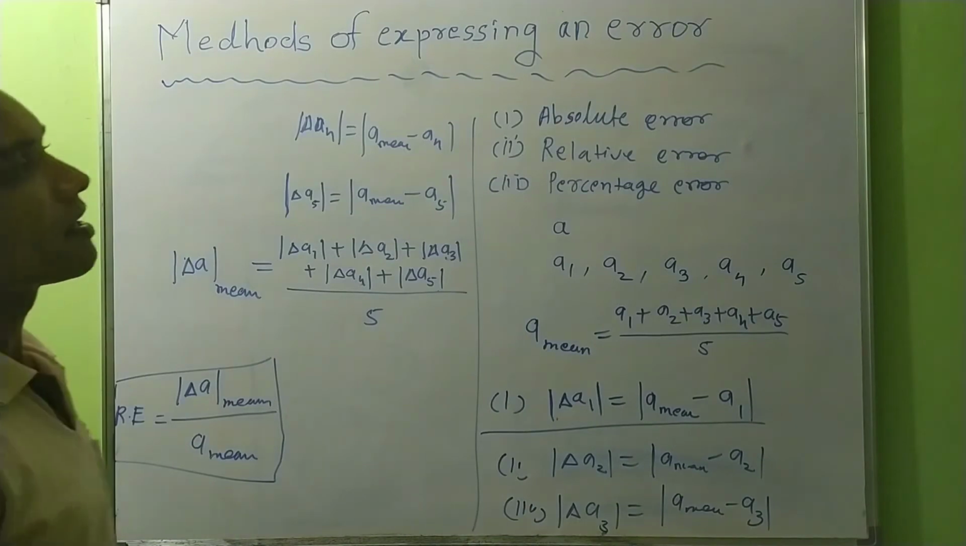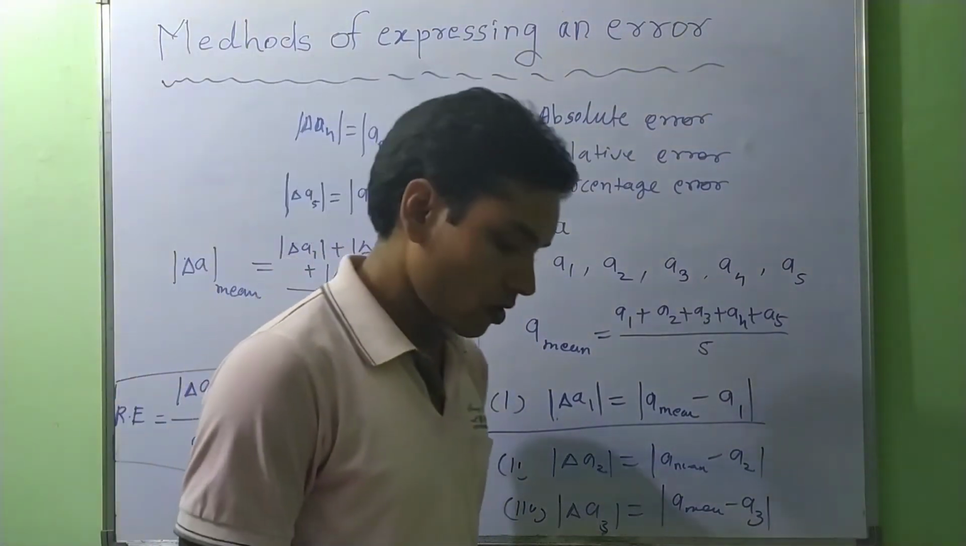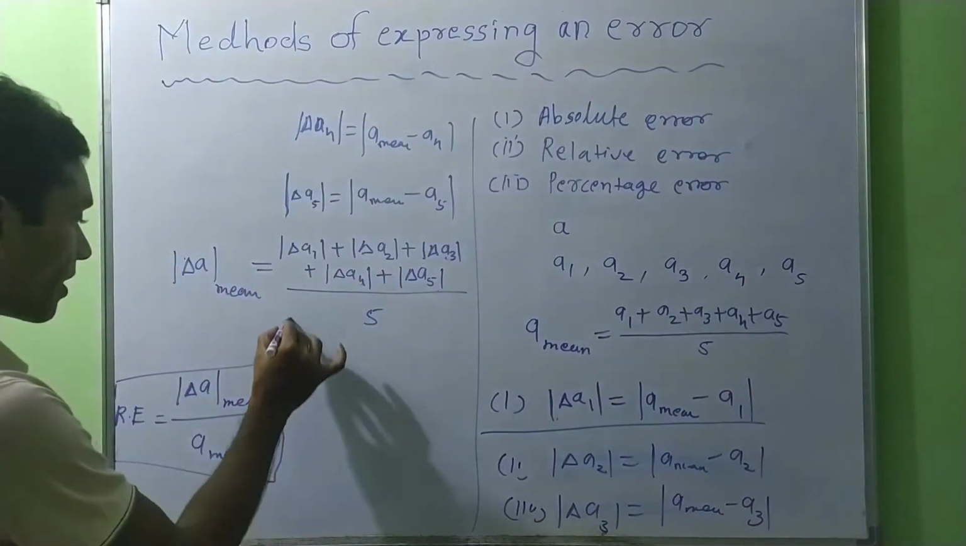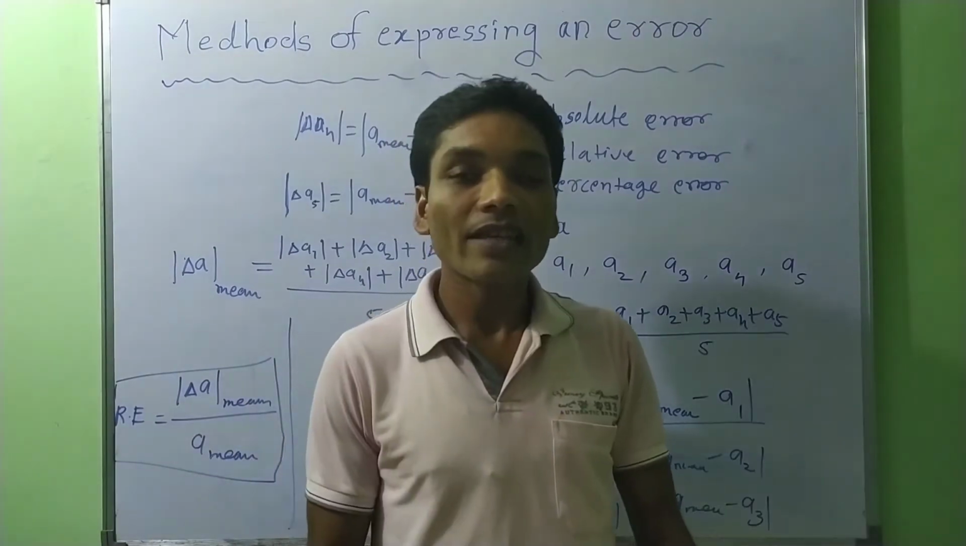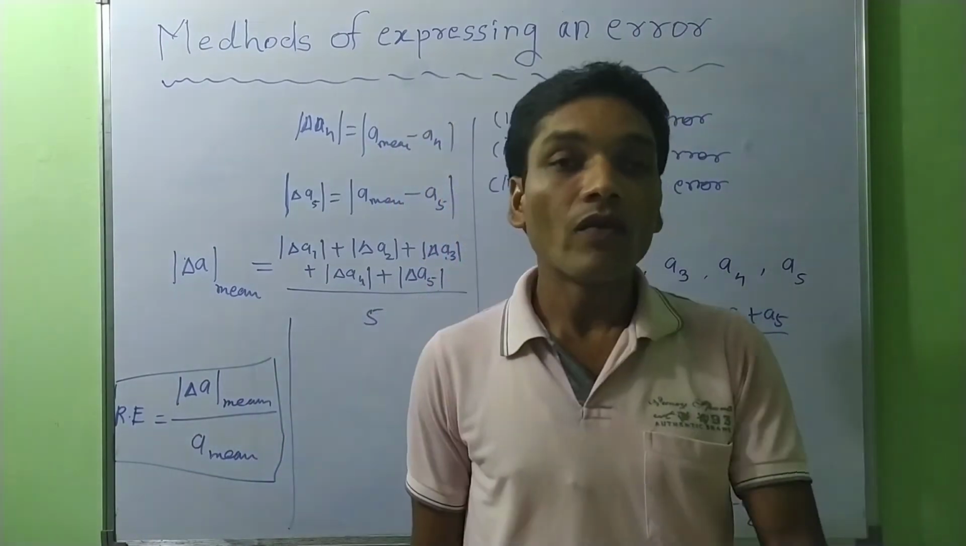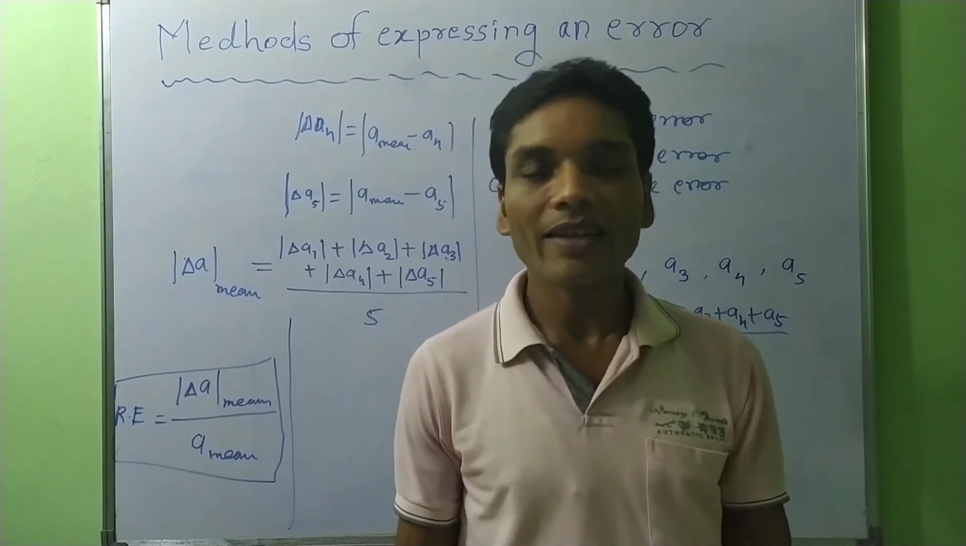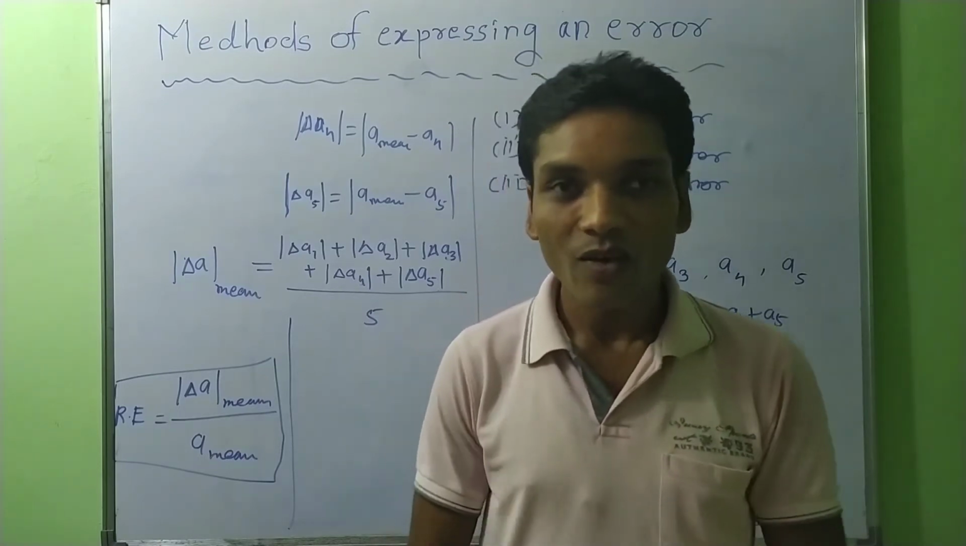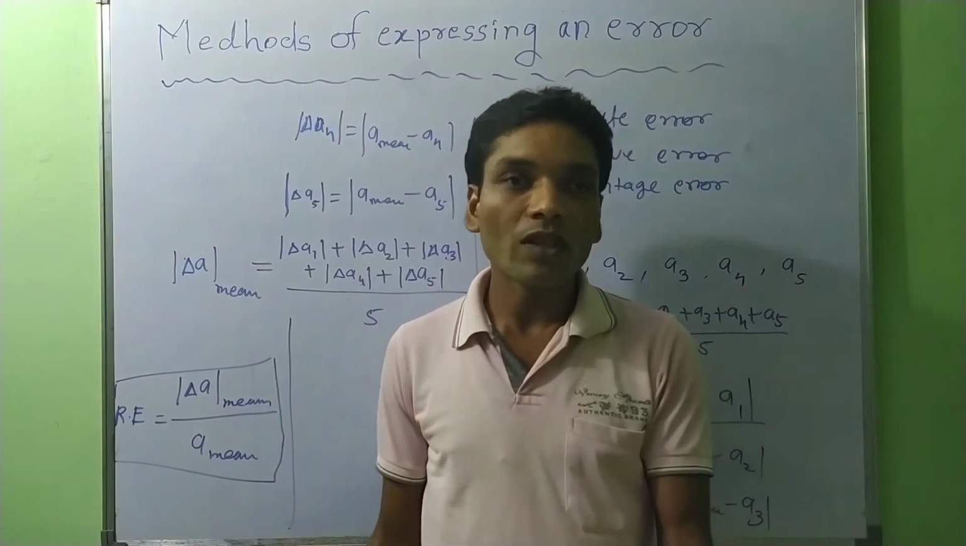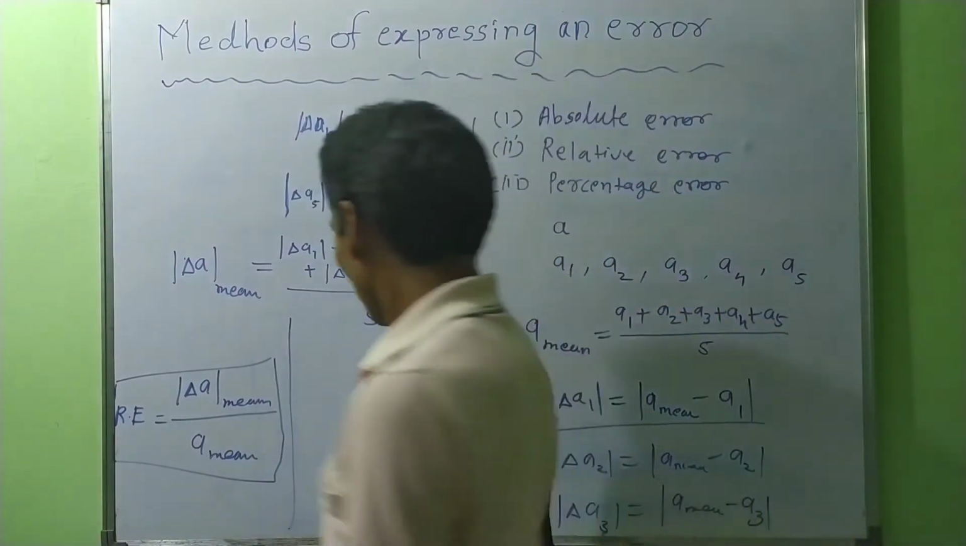And we can find the percentage error also. So what is the percentage error? Here percentage error is very easy. When we express the relative error in percentage, then that is called the percentage error. Okay, so what will be the expression for the percentage error? Look at this.